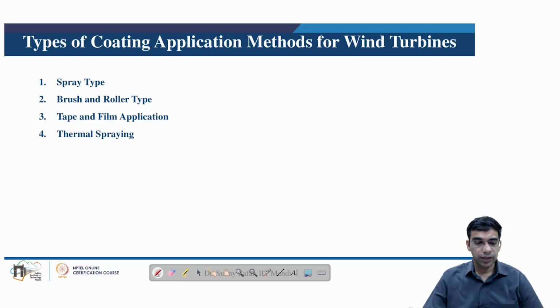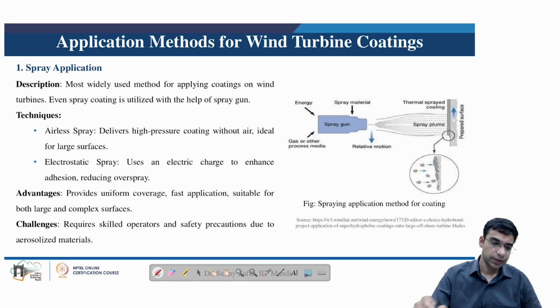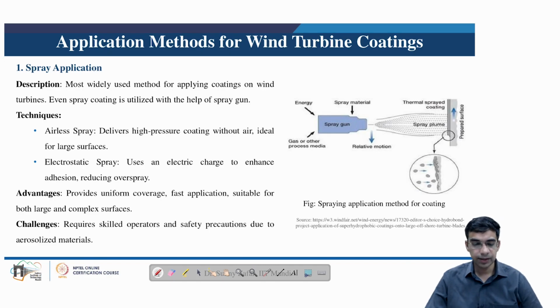So different coating methods that are discussed include the spray type, brush roller type, tape and film type, and the thermal spray method. So spray application is the most widely used method of coating on the wind turbine. Even the spray coating is utilized with the help of a spray gun. So these are airless spray and electrostatic spray.